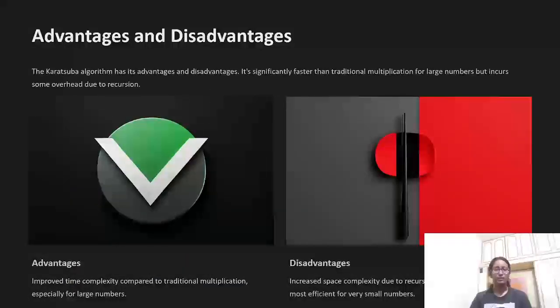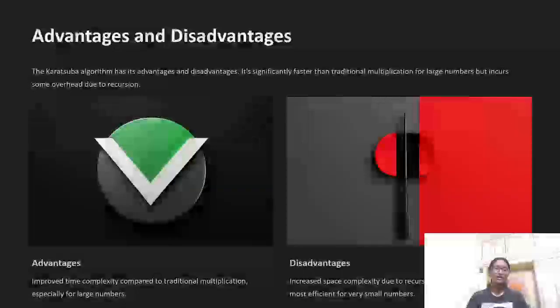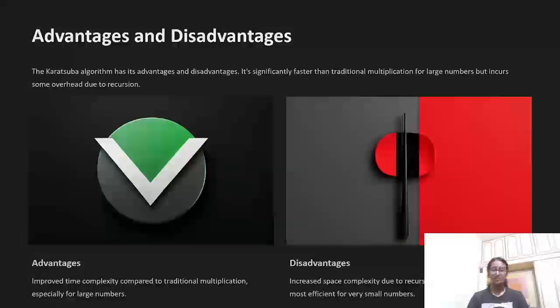Advantages and disadvantages. The Karatsuba algorithm has its advantages and disadvantages. It's significantly faster than traditional multiplication for large numbers, but incurs some overhead due to recursion. Advantages: improved time complexity compared to traditional multiplication, especially for large numbers. Disadvantages: increased space complexity due to recursion, and it might not be the most efficient for very small numbers.